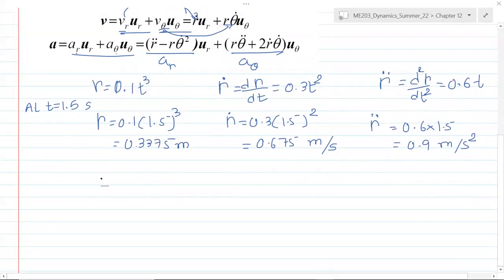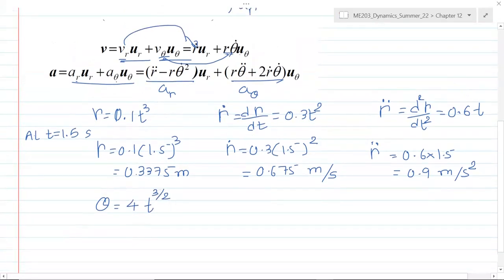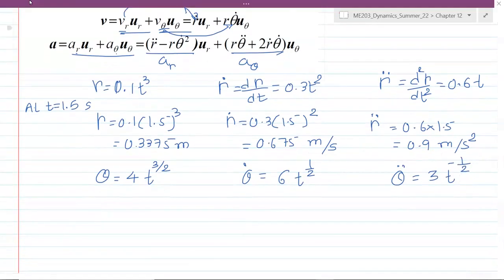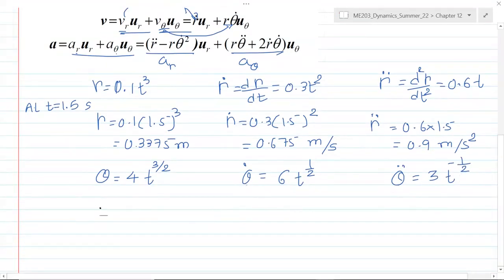We do the same thing for theta. So theta is given as 4 multiplied by t to the power 3 by 2. We don't actually need the value of theta in any one of these formulas. See, there is no theta here, there is theta dot. So theta dot is the derivative of theta relative to time, and that is 6 multiplied by t to the power 1 by 2. And theta double dot is the derivative of this relative to time, which is 3 t to the power minus 1 by 2. So this is called angular velocity, and this is called angular acceleration.